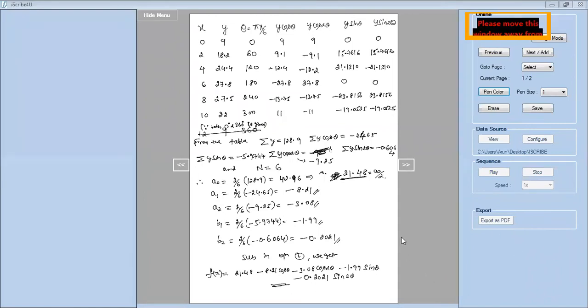So this is how we can find the Fourier series up to the required number of harmonics for a problem. So this is how we can solve a problem, and it is a common procedure for all problems here.